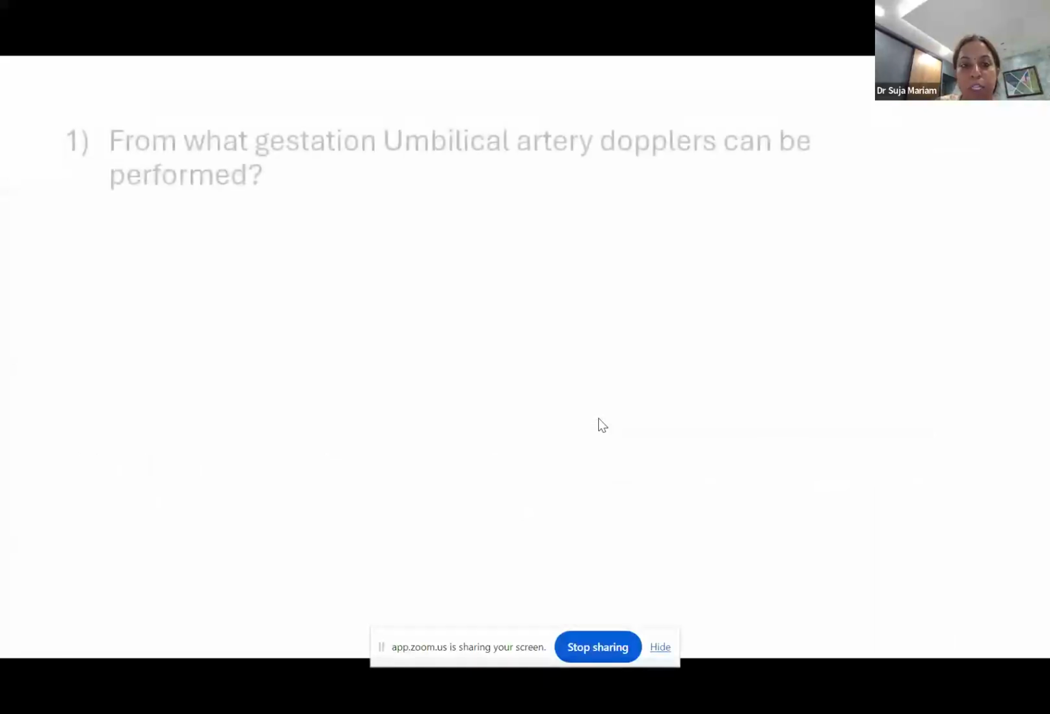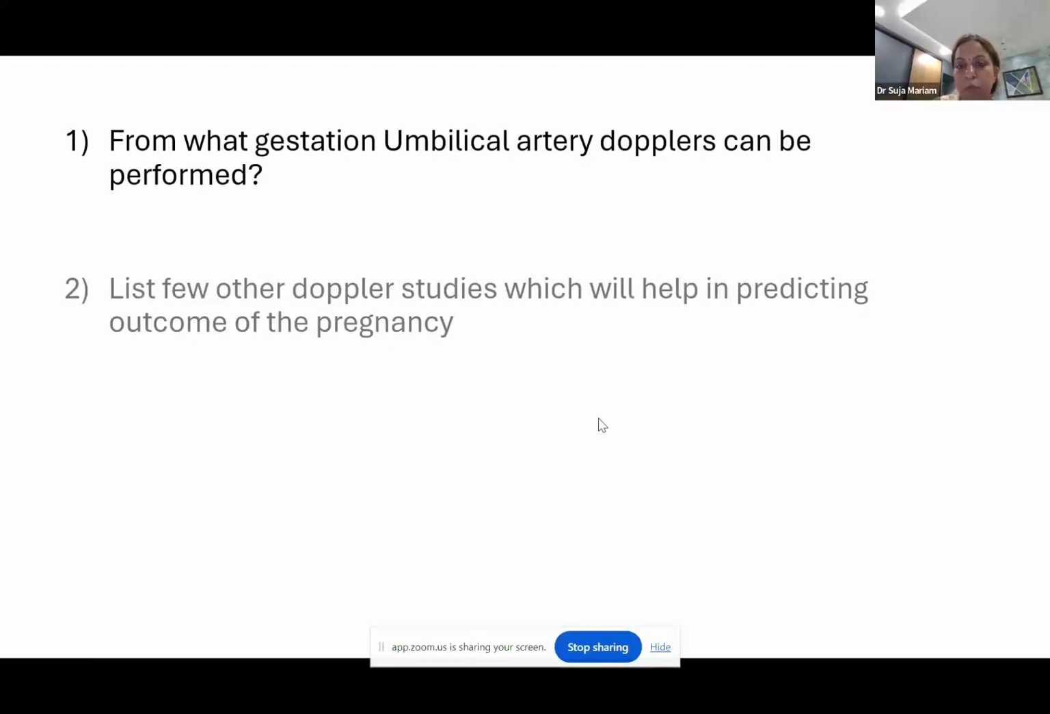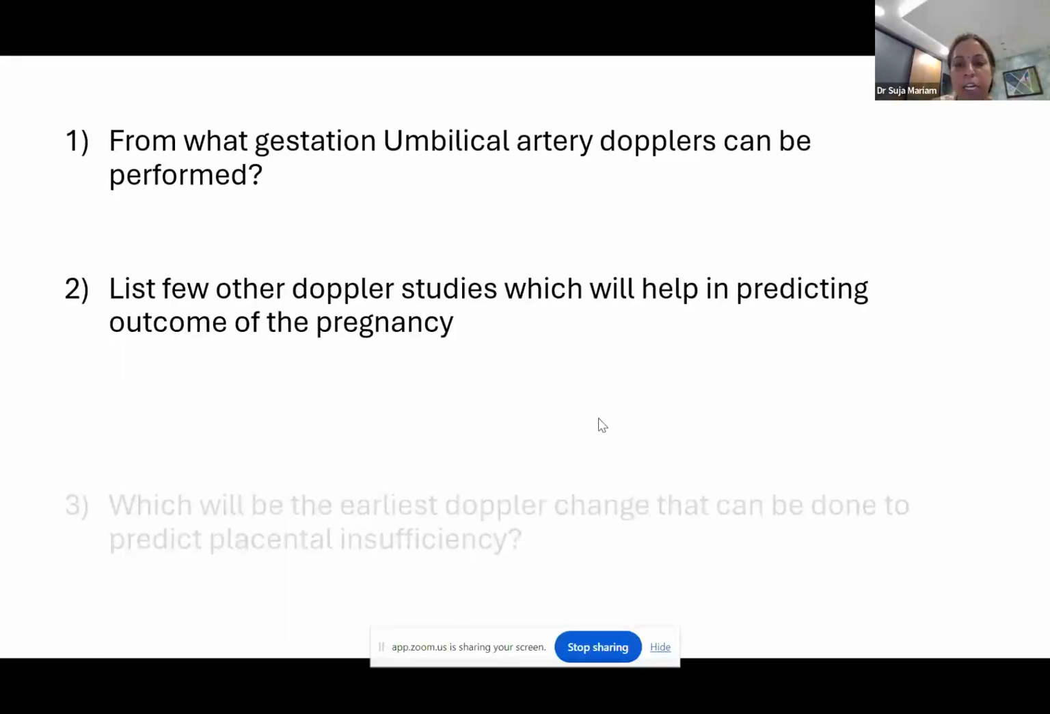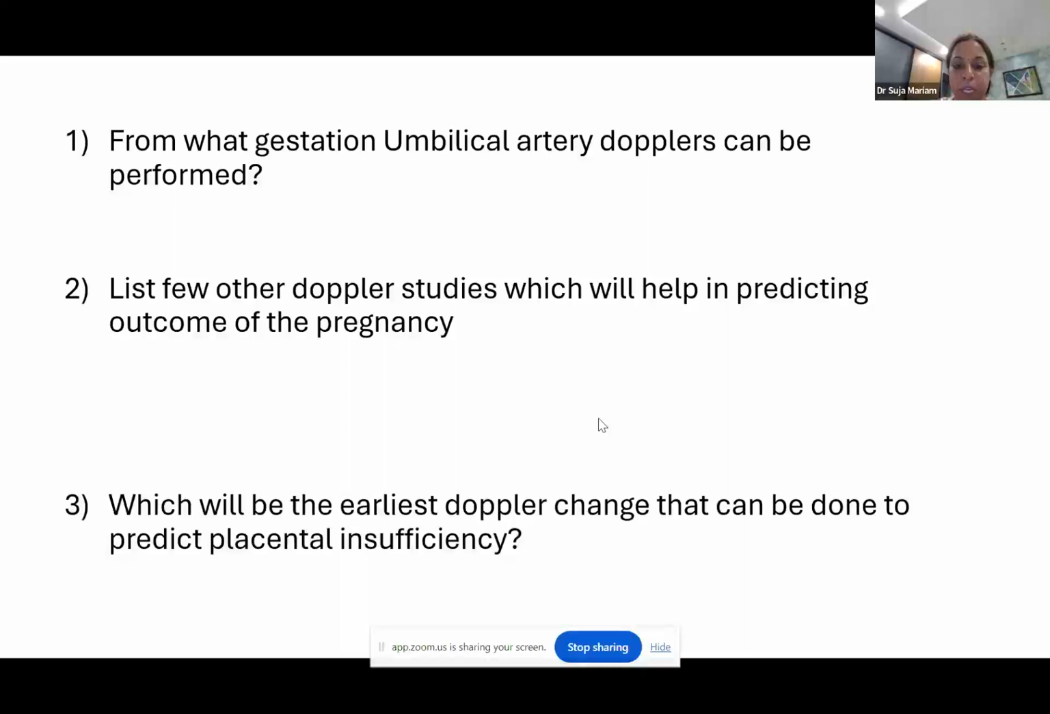And now let's go into the questions also. From what gestation umbilical artery Dopplers can be performed, or when you can start interpreting your umbilical artery Dopplers? List few other Doppler studies which will help in predicting outcome of the pregnancy, and which will be the earliest Doppler change that can be done to predict placental insufficiency. So there are three questions. From what gestation umbilical artery Dopplers can be performed? List few other Doppler studies of the fetus which help in predicting outcome of the pregnancy, and which will be the earliest Doppler change that can be done to predict placental insufficiency.